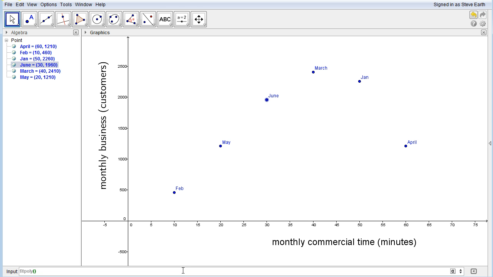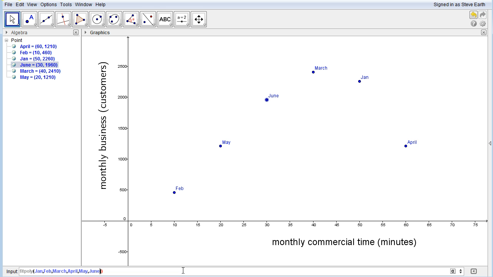So the points we wanted to try to go through are January, February. The order actually doesn't matter. I'm just going to go in order. January, February, March. Oops, misspelled April there. April, May, June. Okay, so there's the points I want to go through.